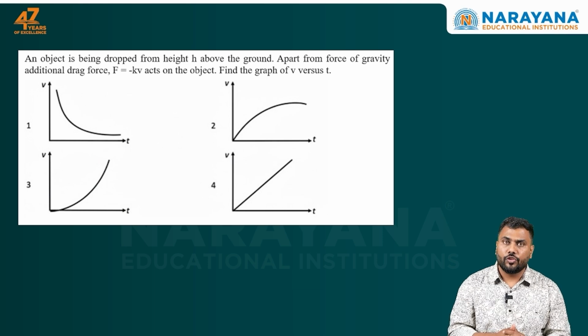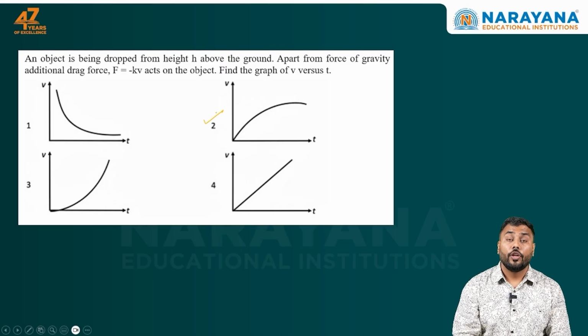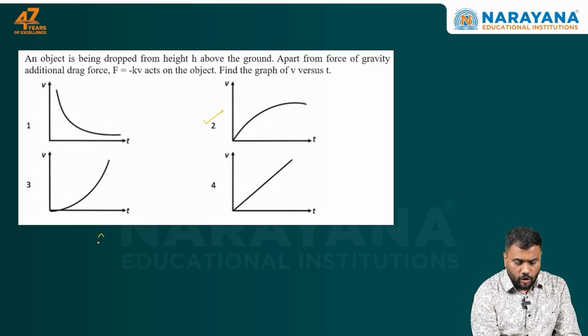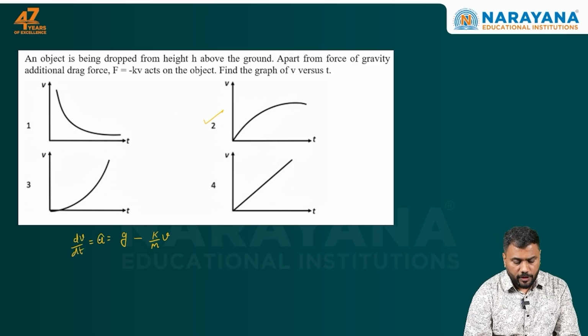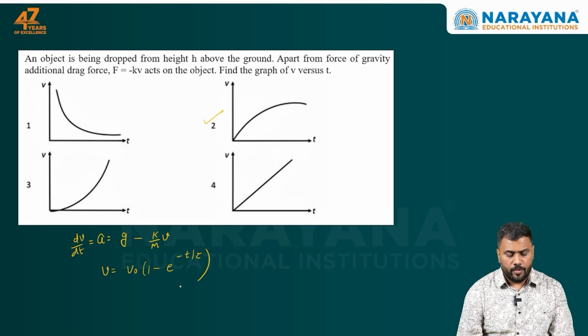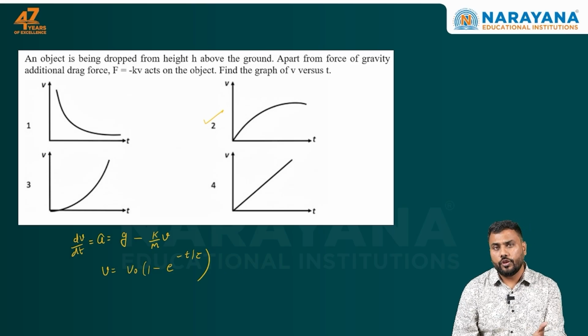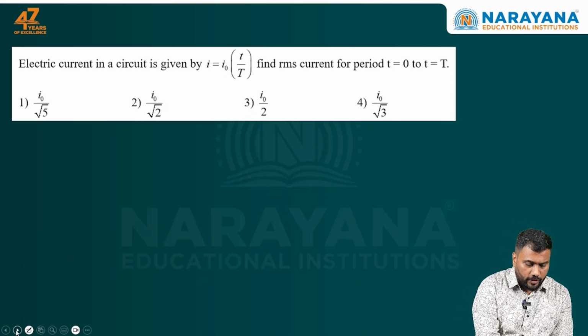So by our knowledge, we can directly say the correct answer of this question should be option 2. And if you want, you can calculate the equation of velocity versus time also by simple kinematics equations. The acceleration of the particle should be given by gravity minus force by mass, which is going to be g minus k by m times v. This acceleration you can write as dv by dt, and if you integrate this expression, you can get velocity in the form v0 times 1 minus e to the power minus t by some tau. Just integrate this expression and you will get this kind of velocity expression. You can do it yourself, or by your knowledge of viscosity you can directly say option 2 is correct. Let's go to the next question.